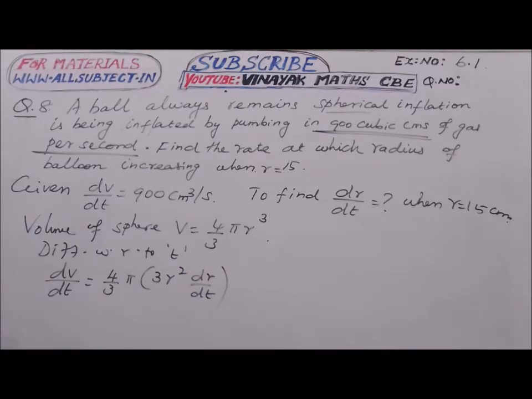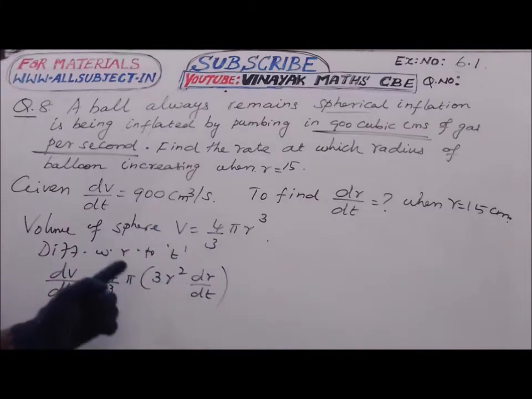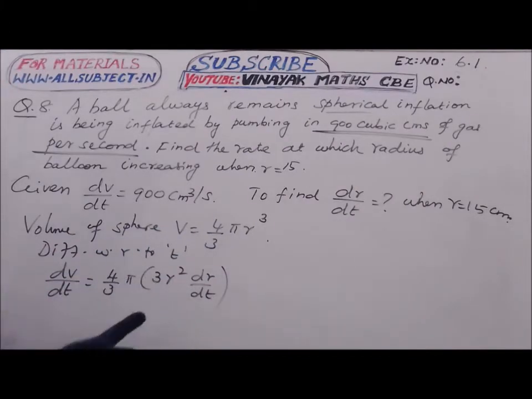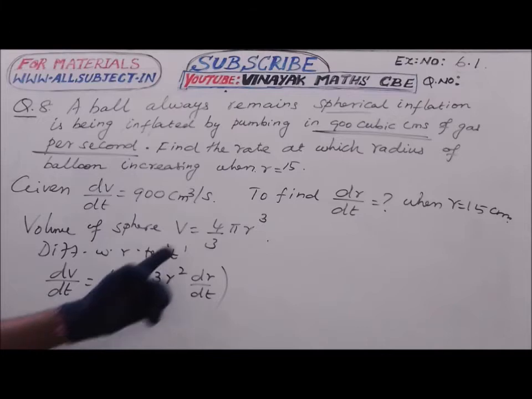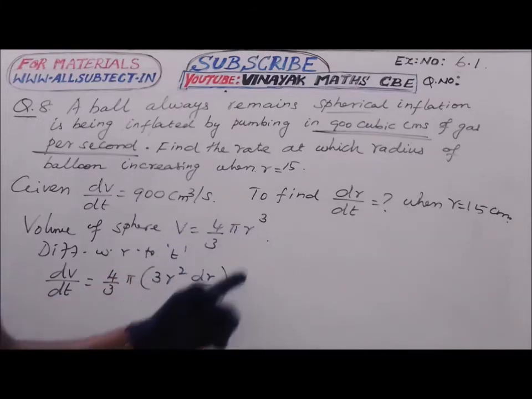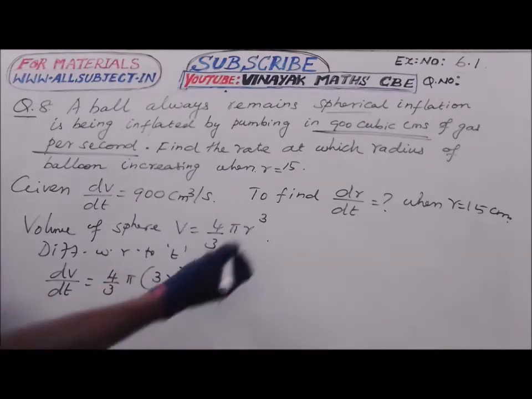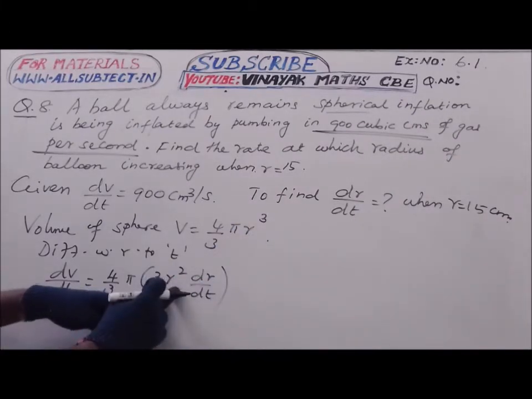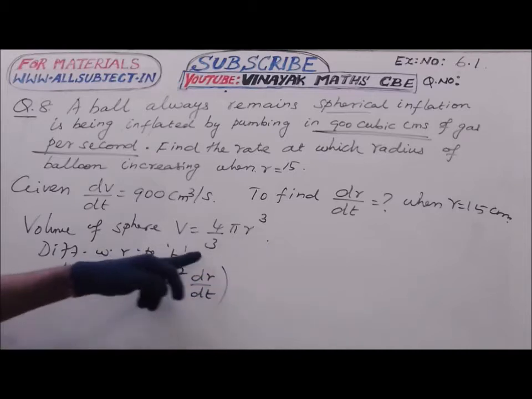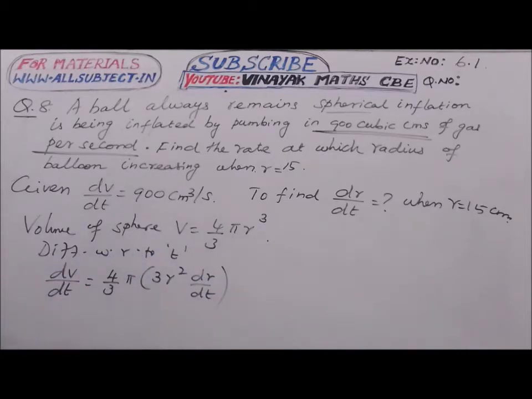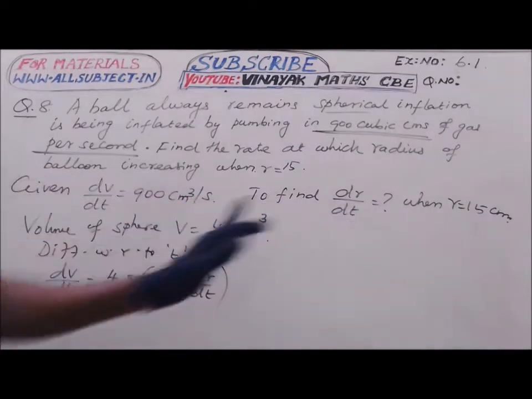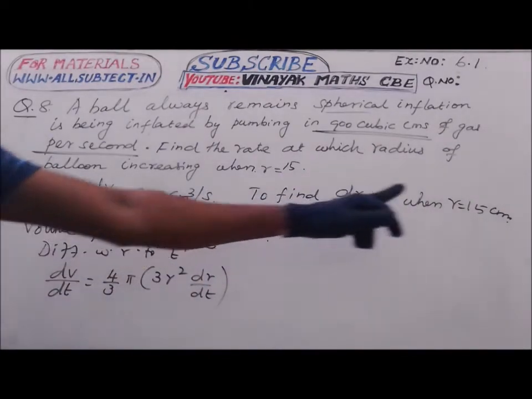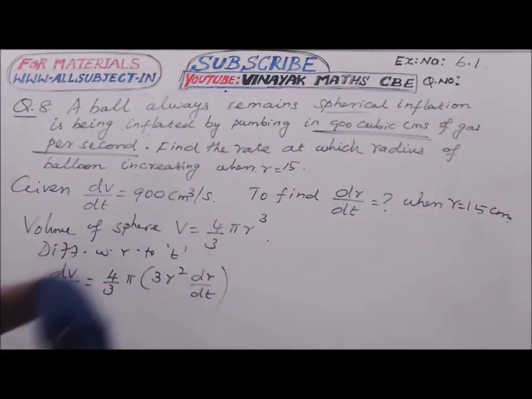If we were differentiating with respect to r, we would have only 4 by 3 pi into 3r square. But we are differentiating with respect to time t, so we get dV by dt, and 4 by 3 pi remains constant. Here we use the chain rule: r power 3 minus 1 is 2, and then the differentiation of r with respect to t is dr by dt. Substituting the given values of dV by dt and r, we will find dr by dt.